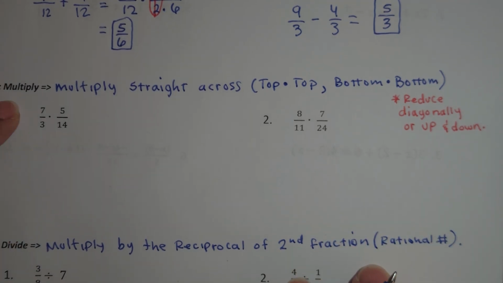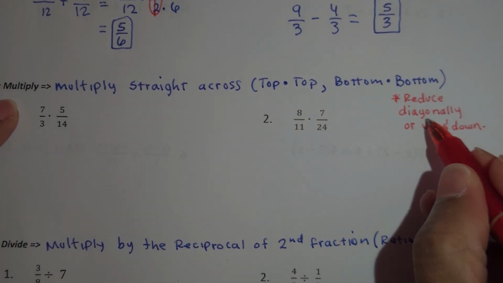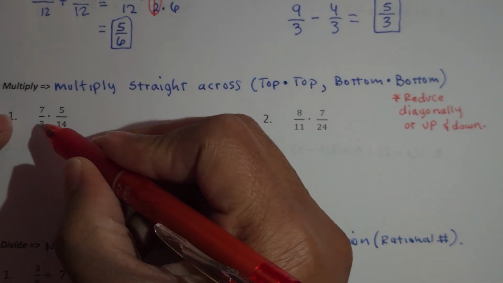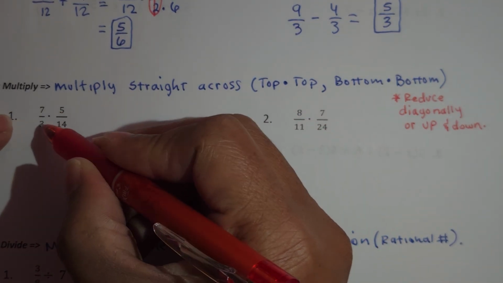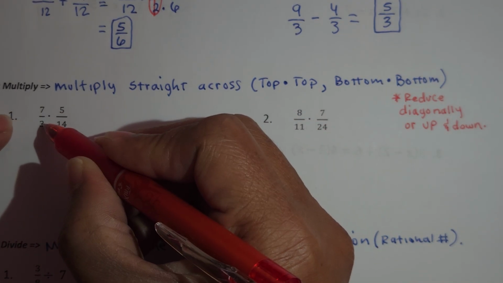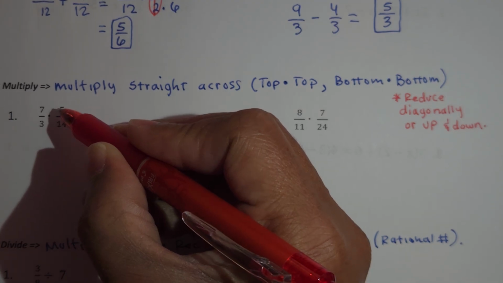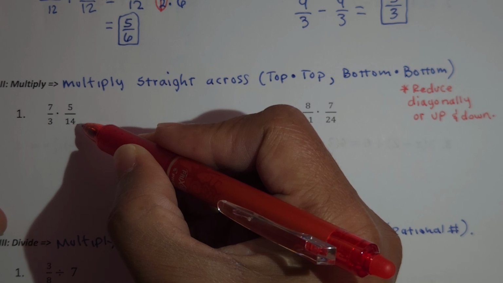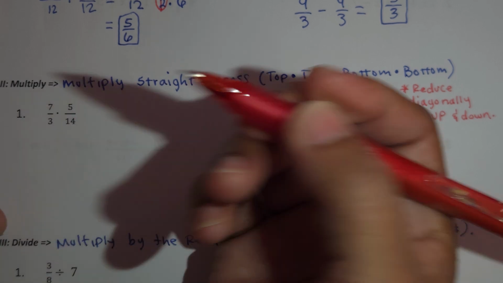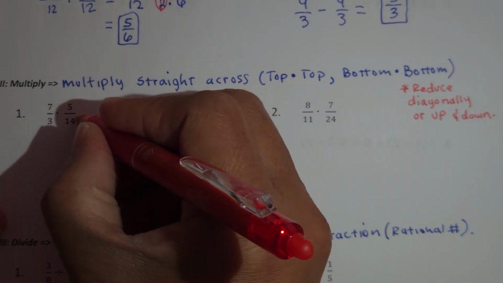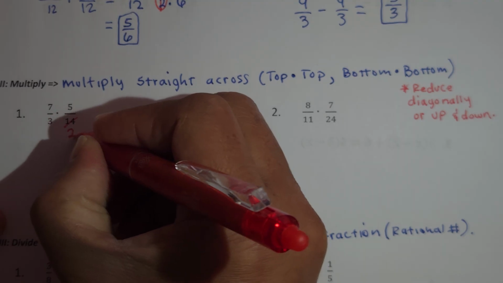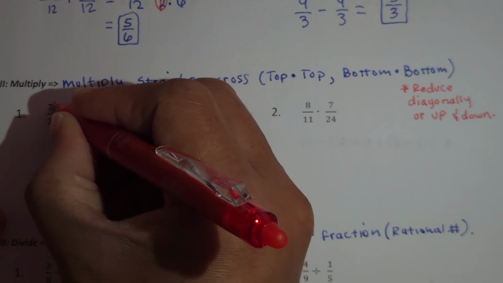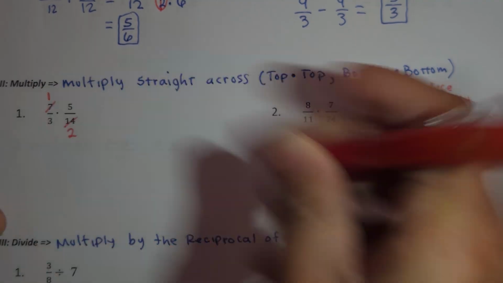So with that said, I'm going to look at diagonally first for this one. The 3 and 5 have any multiples in common? In other words, is there a number that goes into 3 that also goes into 5? The answer is no. Okay. 7 and 14. Well, does 7 go into 14 evenly? It does, right? How many times? If you thought 2, then let's cross out the 14, make it a 2. And 7 goes into 7 one time, so cross out that 7, make it a 1.